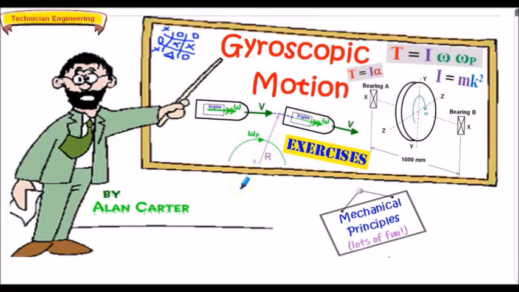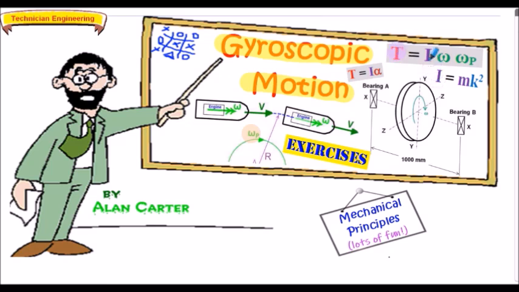Hello and welcome to this second presentation related to gyroscopic motion. In the first presentation we introduced the concept of precessional velocity labelled as omega p, which for example relates to tilting of a rotating rotor. In that presentation we derived the equation for gyroscopic torque.